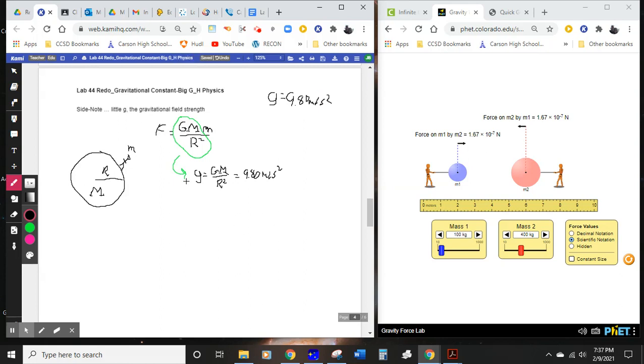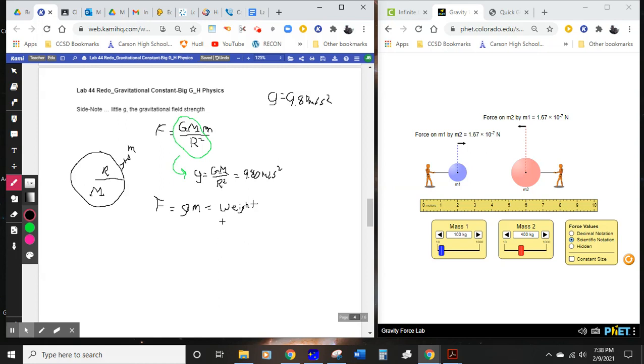All right, so this is little g. It measures the gravitational field strength. So we can usually write this as F is equal to g times little m, and this is the weight. So when we have F equals g times m, this is how you calculate someone's weight. Weight, right here. This is little g here.